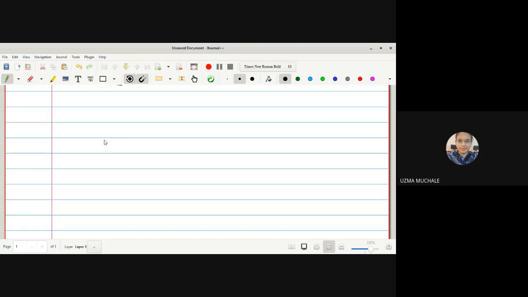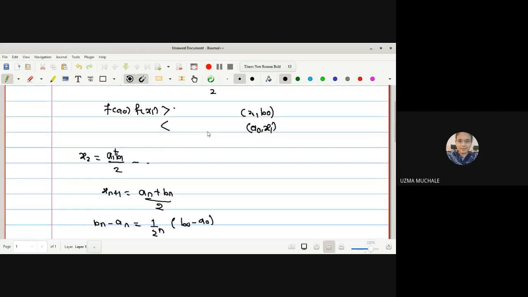Now, if we go to the nth iteration of this bisection method, what will happen? What will be xn plus 1? It will be nothing but an plus bn divided by 2. Now, what is bn minus an? It is nothing but 1 upon 2 raised to n into b naught minus a naught. Why is this so? Let me go one by one.